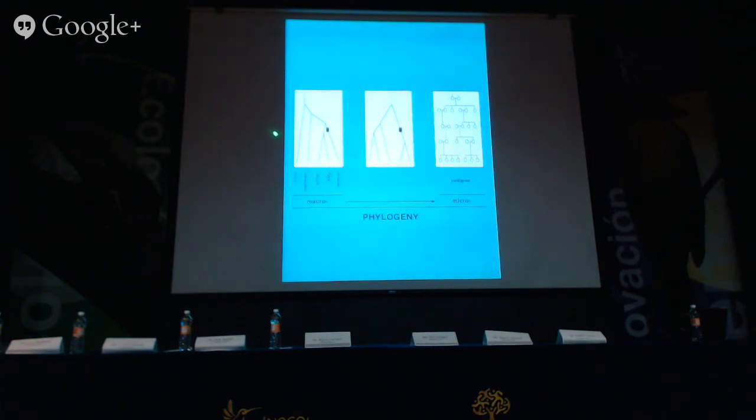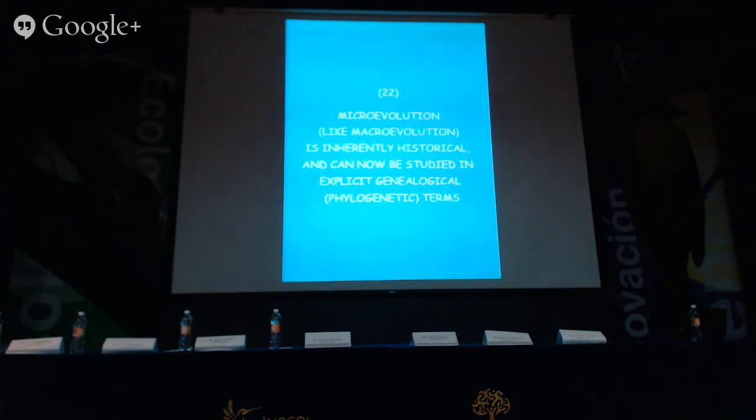But if you were to look with a closer magnification at any of the branches in those trees, and look closer and closer and keep looking closer and closer, ultimately those would be resolved as population pedigrees. And it's through those pedigrees that genes have been transmitted at the microevolutionary level. So phylogeny at the micro and the macroevolutionary level are ideas on a continuum. There is no clean demarcation between these two. Which leads me then to my final and perhaps most important point, and that is that microevolution, just like macroevolution, is inherently historical, and it can now be studied in explicit genealogical, that is to say, phylogenetic terms.